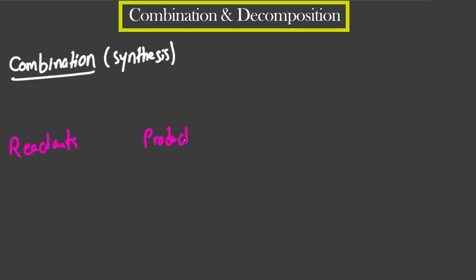The reactants in a combination reaction can be elements, compounds, or both elements and compounds. The general equation for a combination reaction is like this.